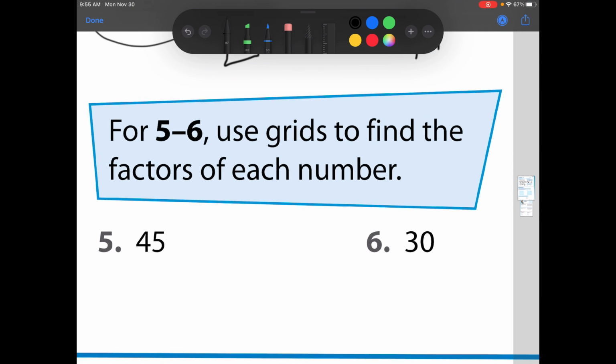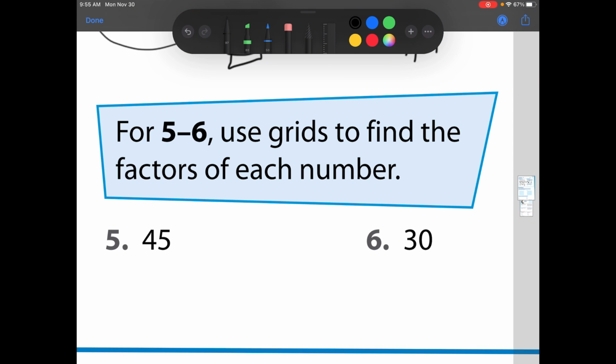Okay, our next one says use grids to find the factors of each number. So very similar. So I have 45. Well, I know it's 1 and 45. I know it's 5 because it ends in that 5. So that's 5 and 9. And I also know I can arrange it as 3 and 15 because I know 15 plus 15 is 30 plus another 15 is what? Another 15 is 45.